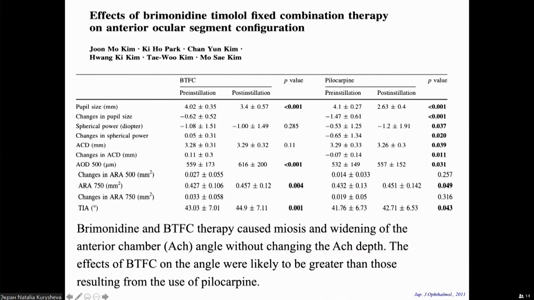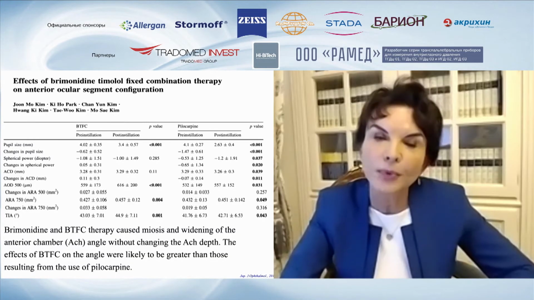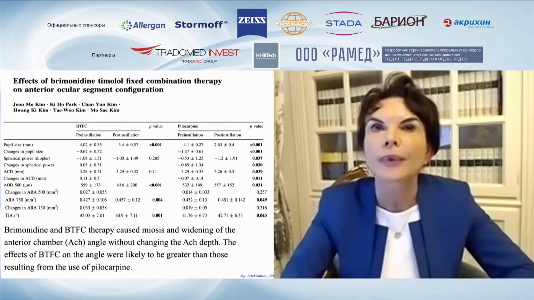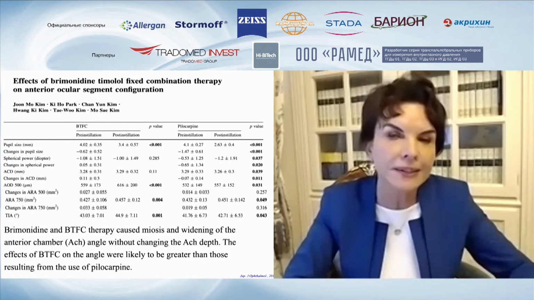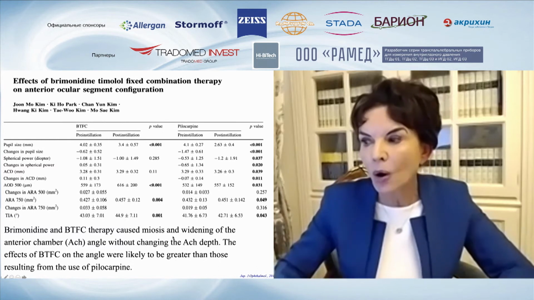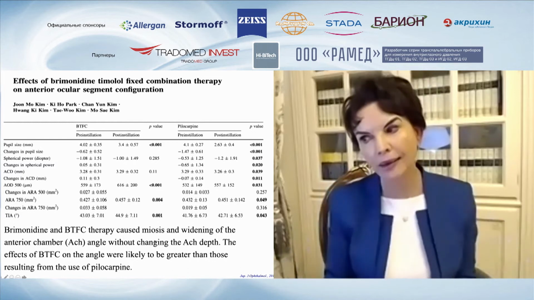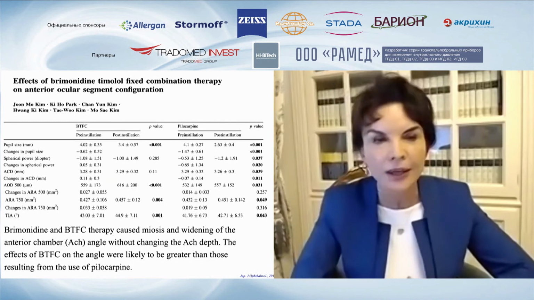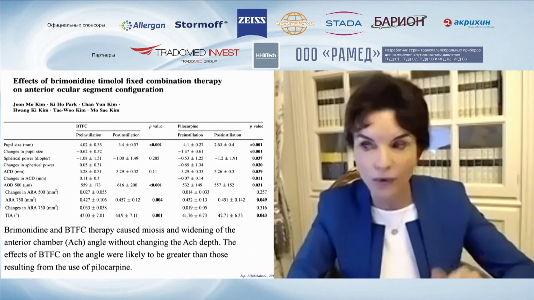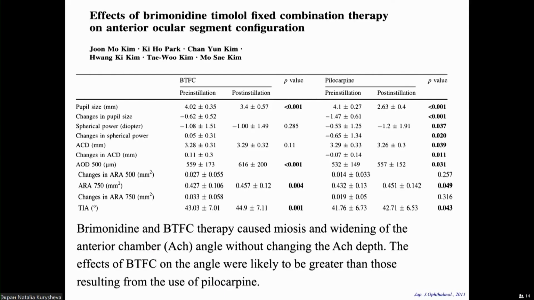And I would like to attract your attention to brimonidine. Brimonidine was shown in one paper, and its fixed combination, may cause miosis and a widening of the anterior chamber angle without changing the anterior chamber depth. Moreover, in contrast to pilocarpine, brimonidine doesn't cause the contraction of ciliary muscles and a forward displacement of the iris-lens diaphragm.